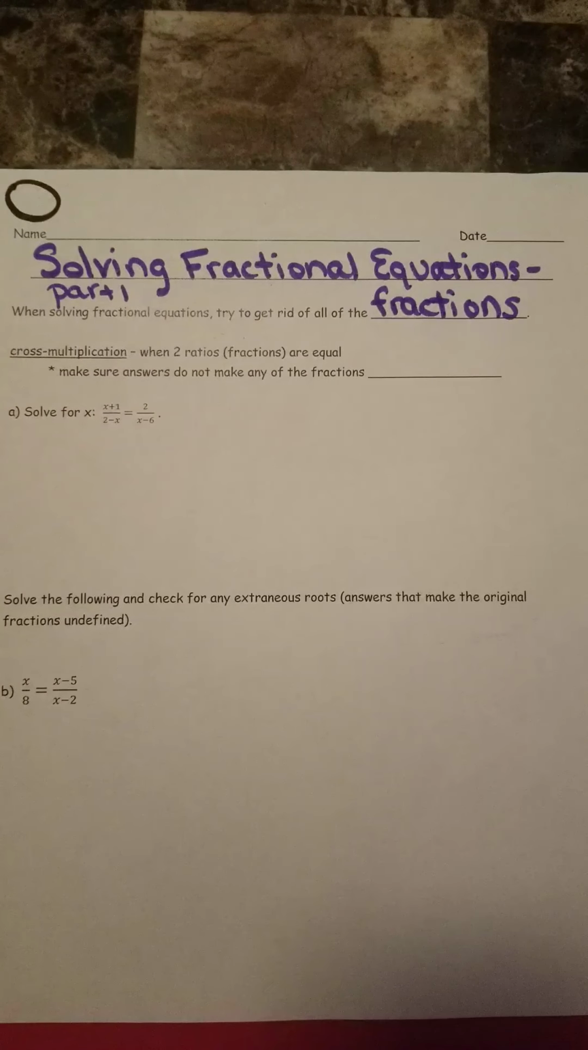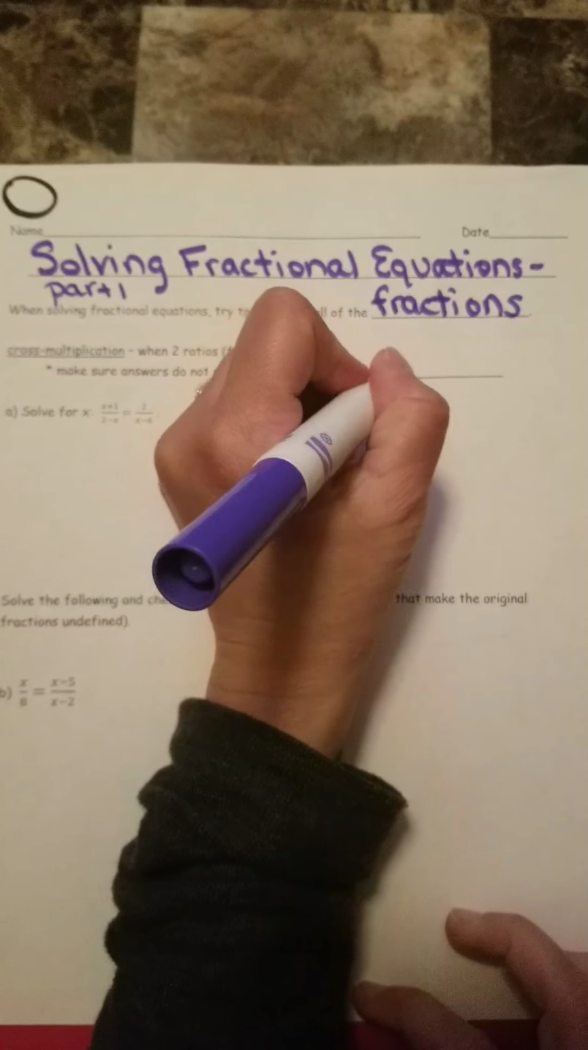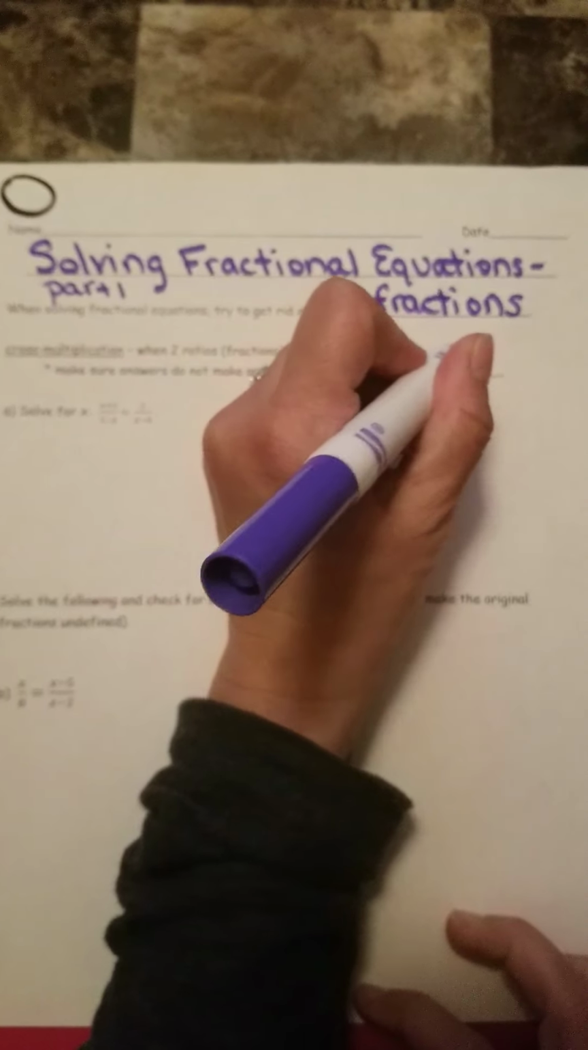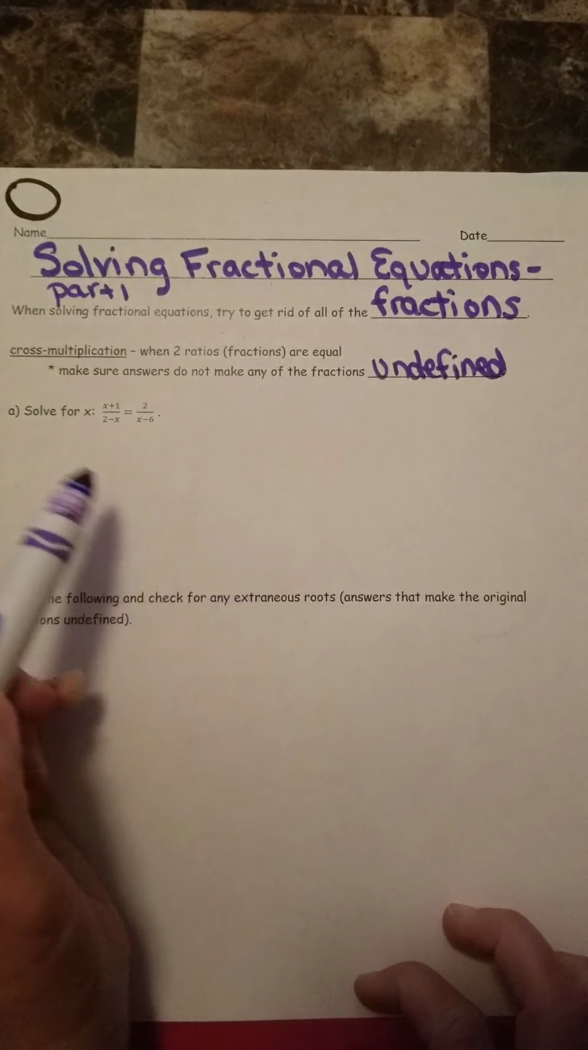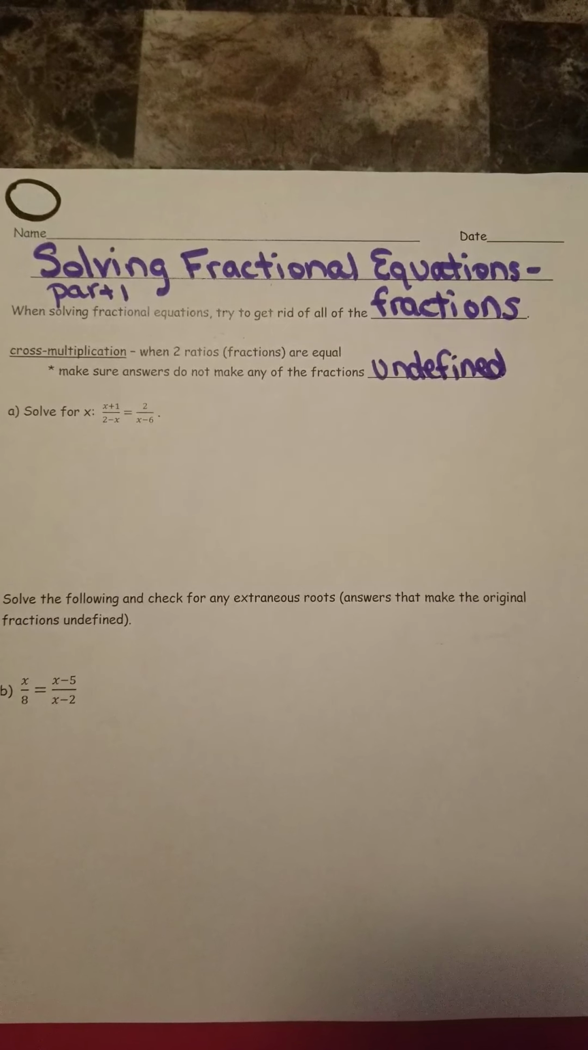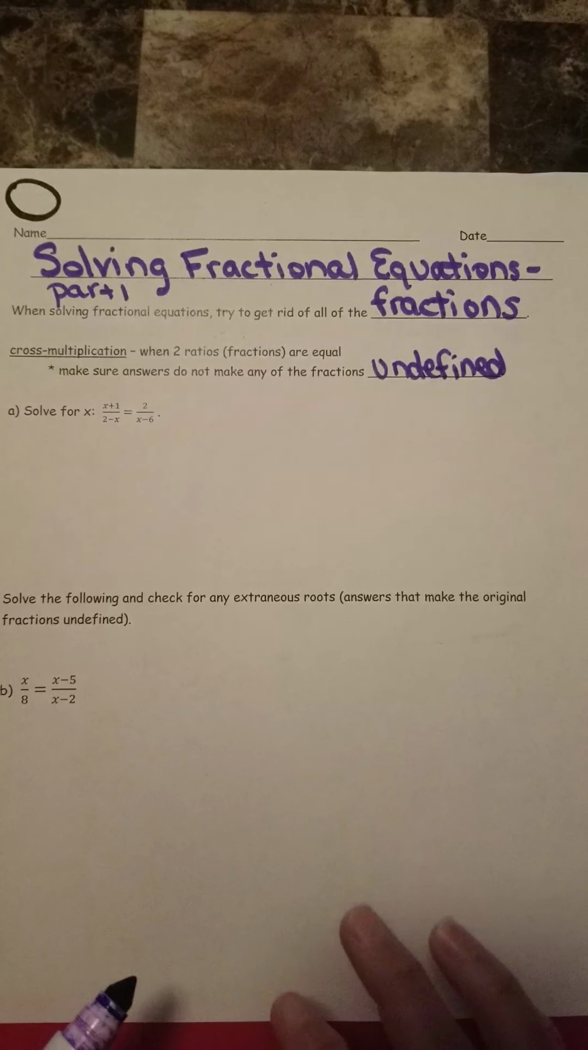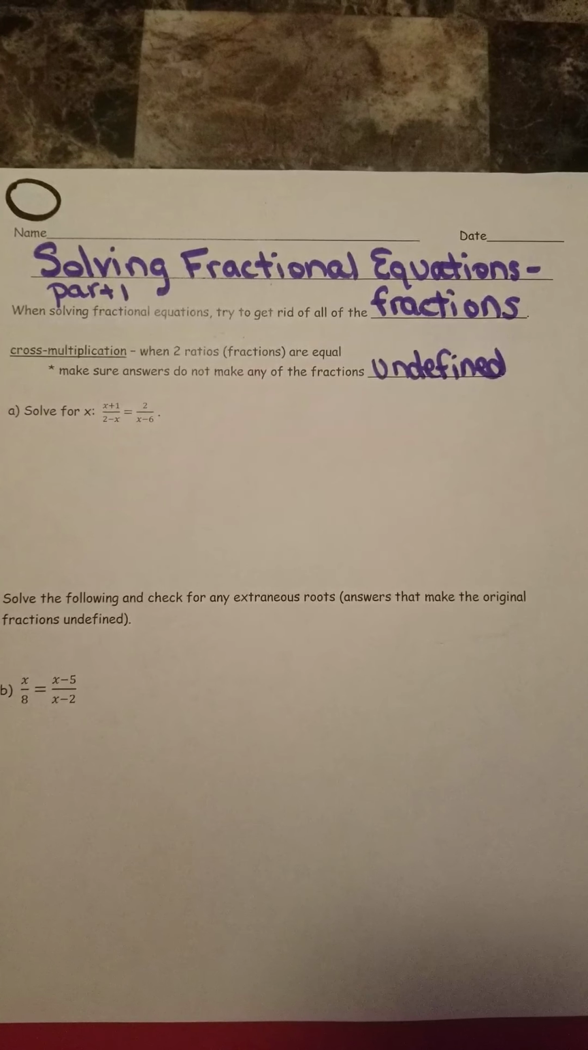When you cross multiply, you have 2 fractions that are equal. You want to make sure at the very end, when we get our answer, that we do not have any fractions that are undefined. What that means is when we get an answer and plug it in, it doesn't give us 0 on the bottom. We'll see that when we do an example later on. So for the first one, it says to solve for x.